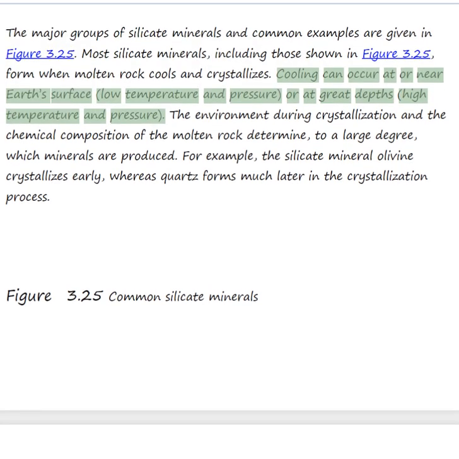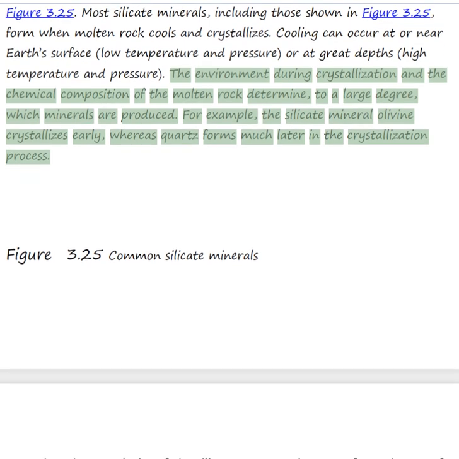Cooling can occur at or near Earth's surface or at great depths. The environment during crystallization and the chemical composition of the molten rock determine, to a large degree, which minerals are produced. For example, the silicate mineral olivine crystallizes early, whereas quartz forms much later in the crystallization process.